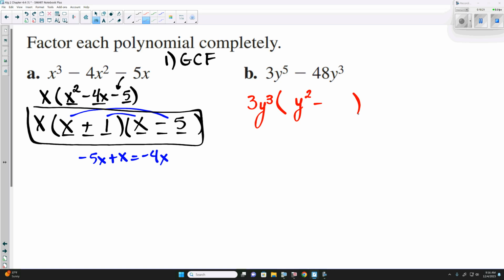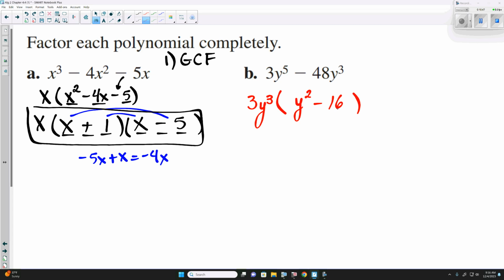But our numbers: 3 divided by 3 is 1, so we're left with y squared. 48 divided by 3 is 16. Factoring those out, we can do that in a calculator. We can divide 48 by 3 and see what we get. And we get 16.